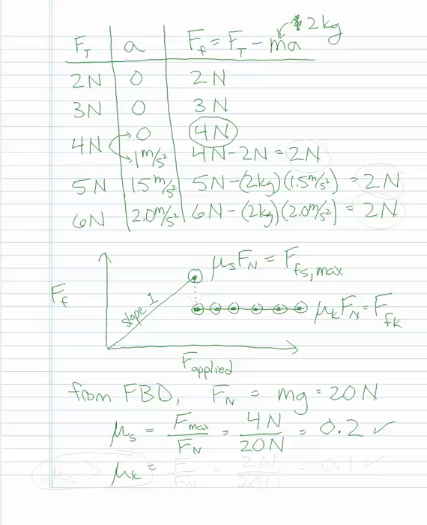Mu k is any of these, force of kinetic friction divided by the normal force. So 2 newtons divided by 20 newtons, which is just 0.1. And you should note that mu k is less than mu s. And this is a very general trend for kinetic friction and static friction. So you'll notice that when you overcome static friction, things leap in a hurry, and that's because the coefficient of kinetic friction is typically less. Okay, great problem. Thanks.